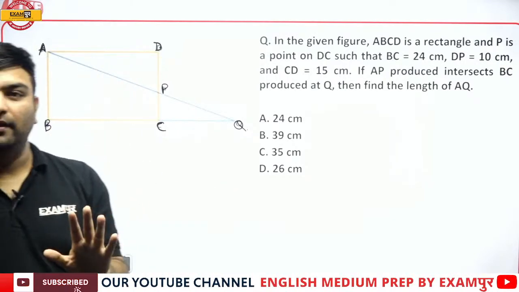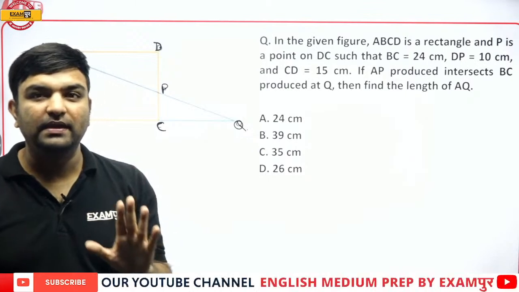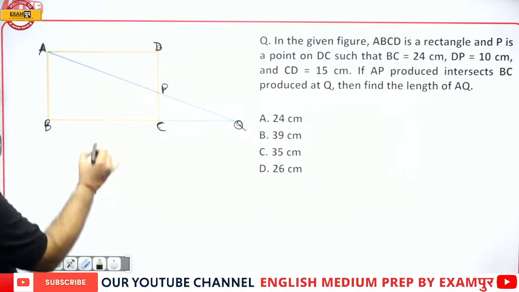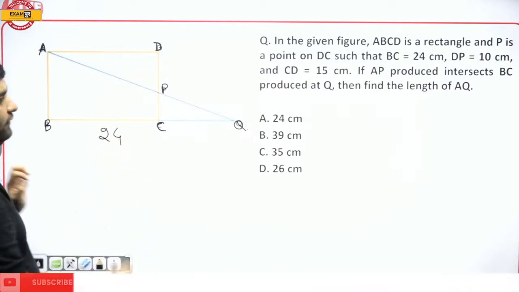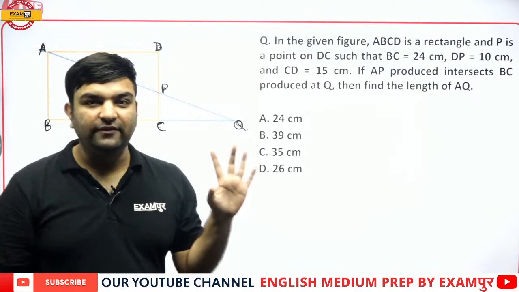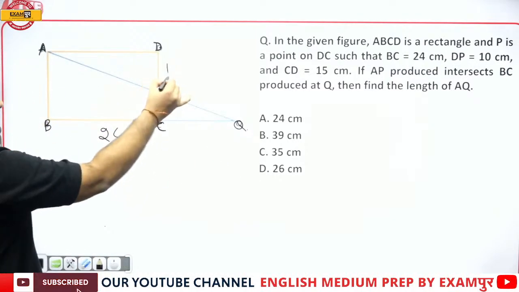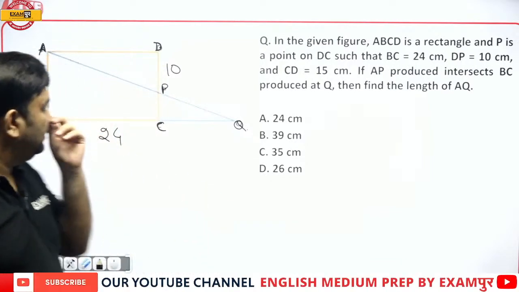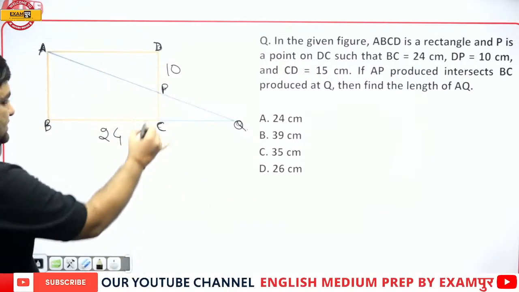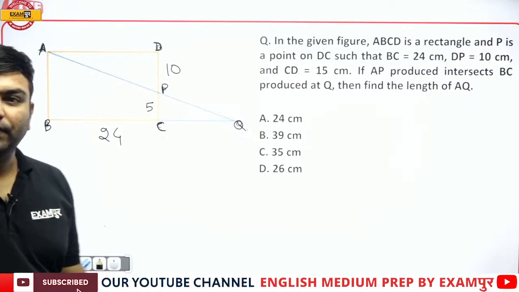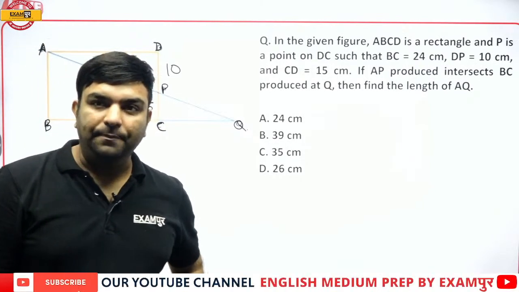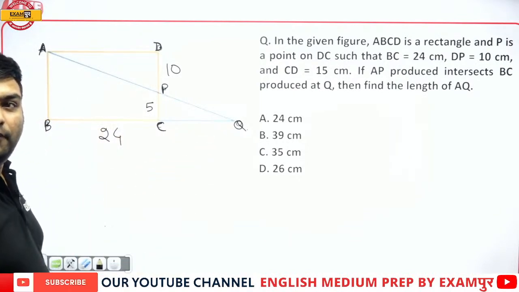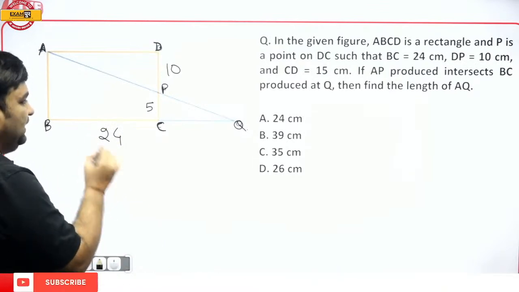ABCD is a rectangle. P is a point on DC such that BC is given as 24, DP is given as 10, and CD is given as 15. CD is 15 in total, so this is 5. AP is produced to intersect BC at Q. What is the length of AQ?